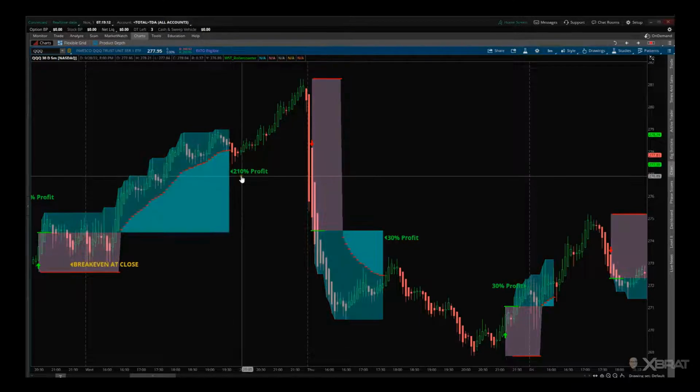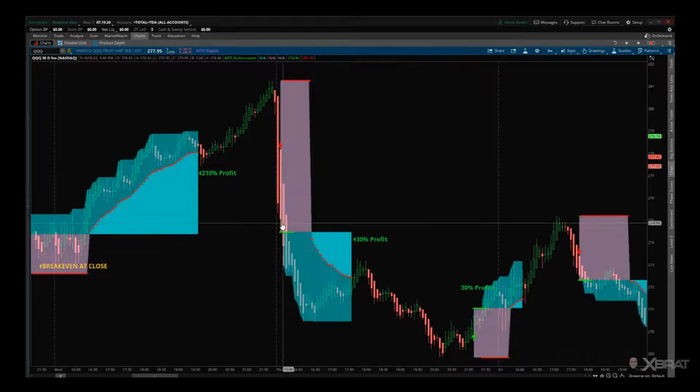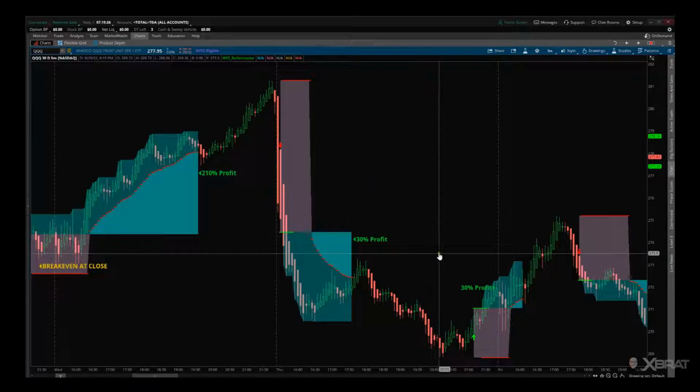This was a $21,000 profit. If this would have gone against us, we take the $10,000 loss. In reality, it didn't. The momentum continued, came back, 30% profit. Okay, so $3,000 profit there, risking $10,000.